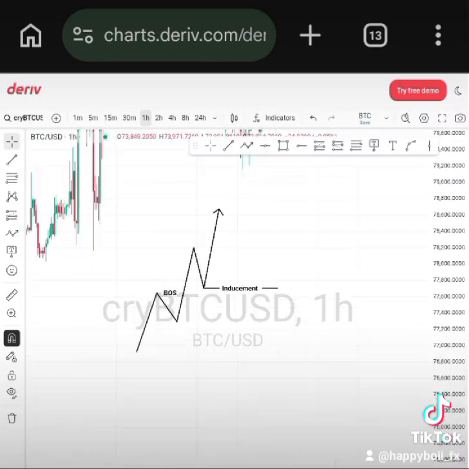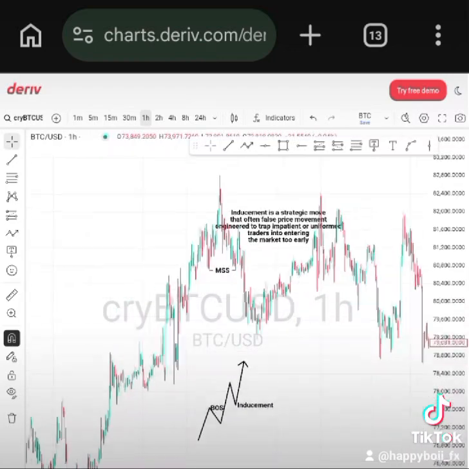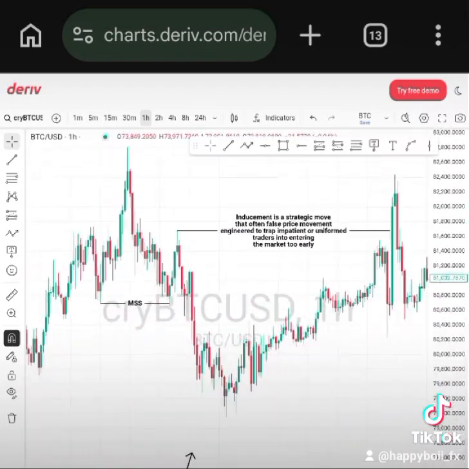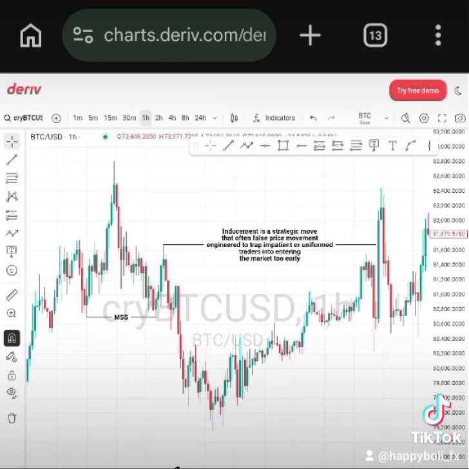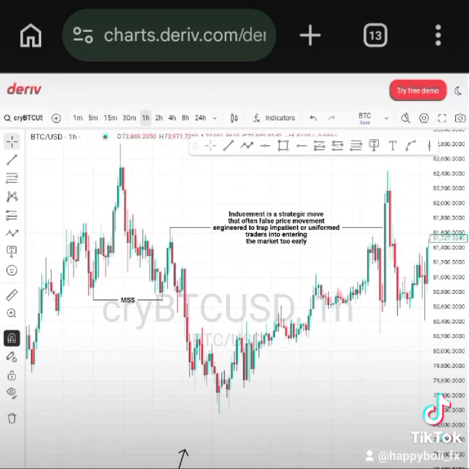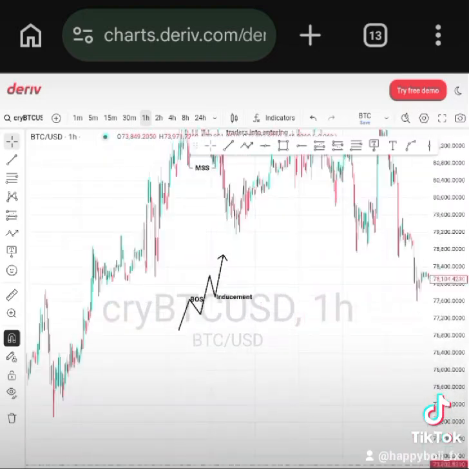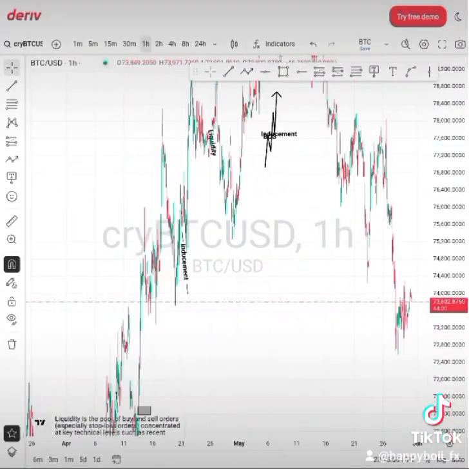So before I go into details of every other thing, that's how you spot your inducement, which I did right here. Let's give me a market structure shift there, and then I spot my inducements, my order block right up there. So let me show you guys an example of liquidity.